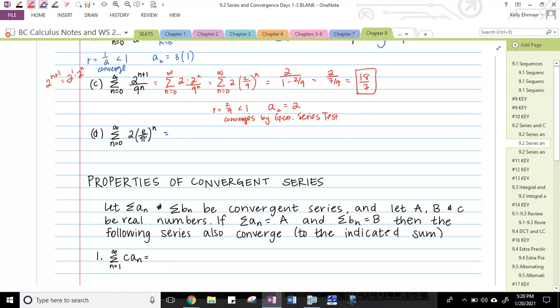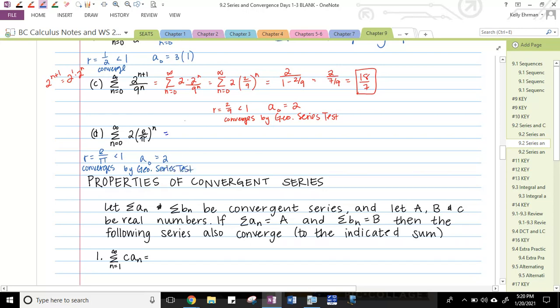All right, what about D? This is already in its geometric form, so that's good. Our r is e over pi. Is that less than 1? Let's see. e is 2 point something. Pi is 3 point something. So yeah, that's less than 1. Our a sub 0 term would be 2 times e over pi to the 0, so 2. So I know that this series converges by the geometric series test.